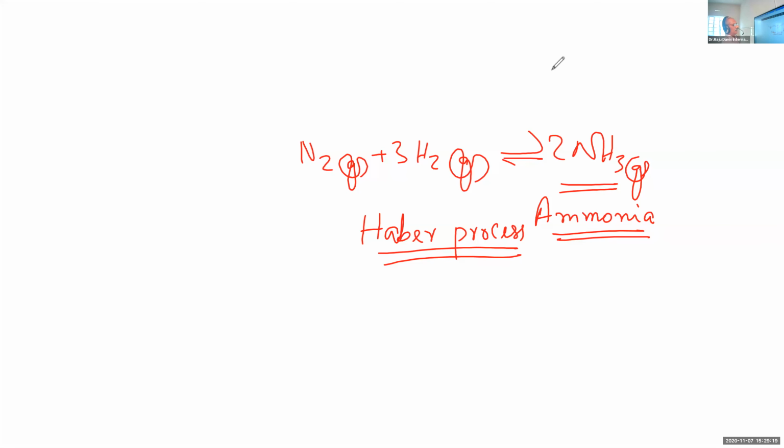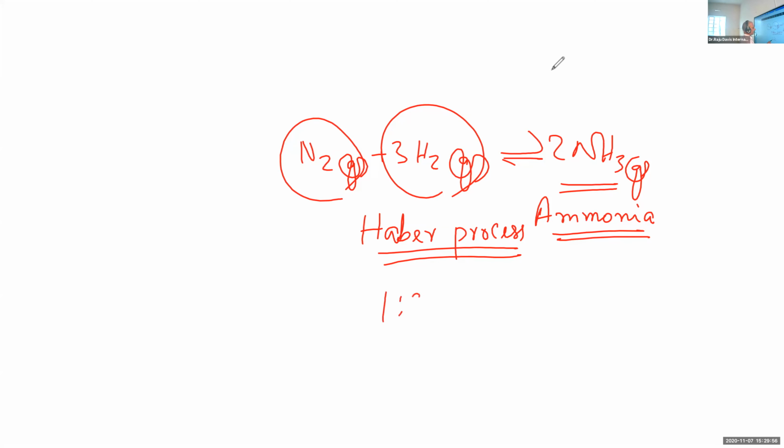Now, suppose equilibrium is established. Now you increase the concentration of N2, then what happens? The forward reaction increases and more ammonia will be produced. On the other hand, if you increase the concentration of H2, then also the forward reaction increases and production of ammonia increases. So it is better to have a higher concentration of nitrogen or hydrogen.